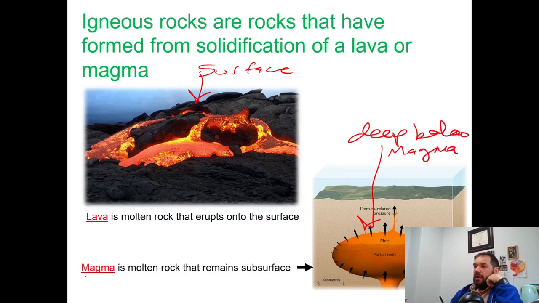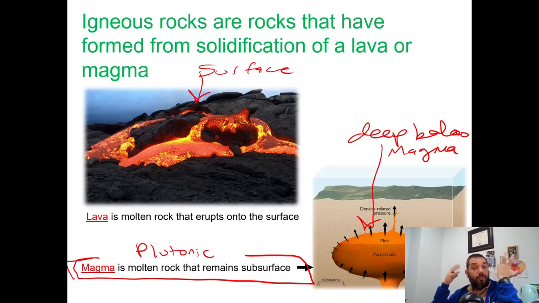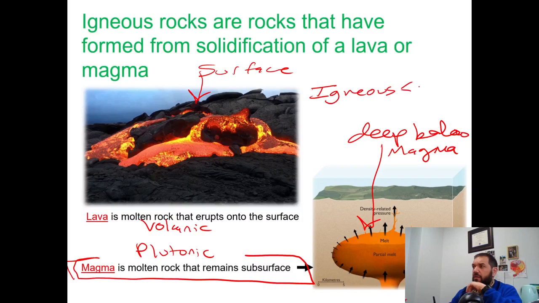We call the kind of rocks that form from a magma plutonic rocks. Those are things like granite. Granite is an igneous rock, but it's called a plutonic rock. It forms underground, okay? And it forms from magma. Magma is melted rock that never reached the surface. Lava is the melted rock that did reach the surface. We call those kinds of rocks volcanic, okay? But both of them are igneous. So igneous can be split into either volcanic or plutonic.